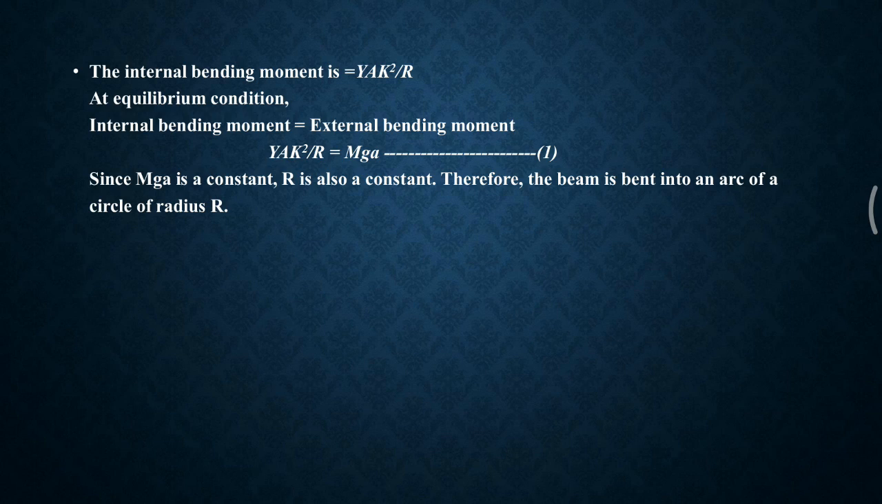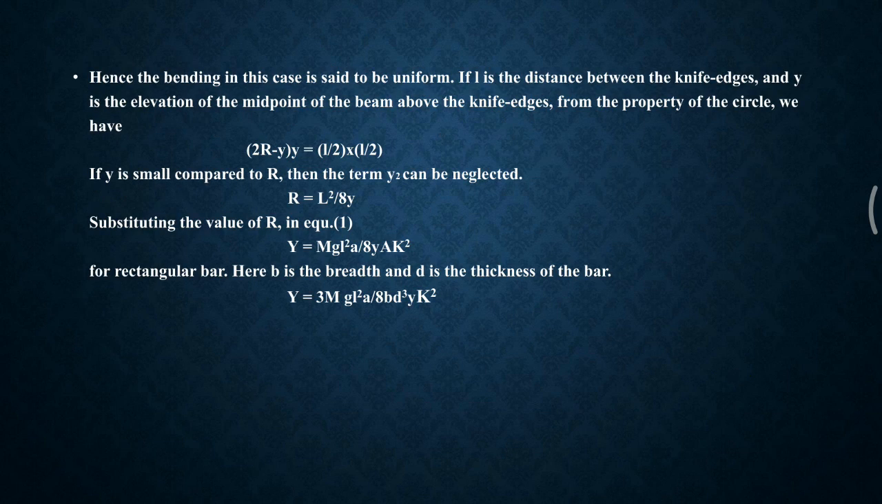The internal bending moment is given by YAk square divided by R. At equilibrium condition, internal bending moment is equal to external bending moment. The internal bending moment is however given by YAk square by R. External bending moment is nothing but the moment of the couple given by mga. Since mga is a constant, R is also a constant. Therefore, the beam is bent into the form of an arc of a circle of radius R. Then the bending in this case is said to be uniform.